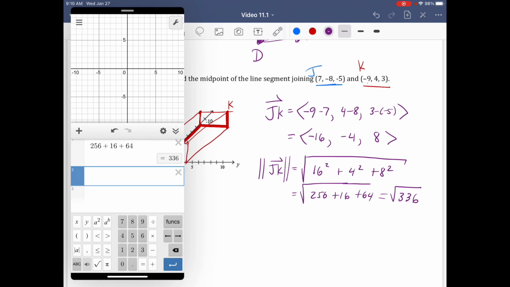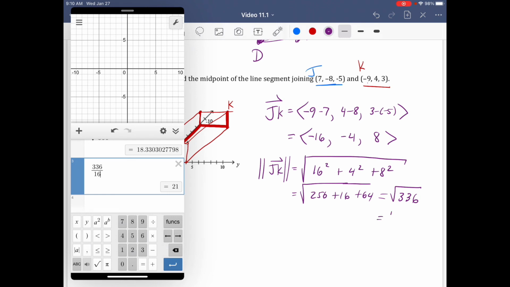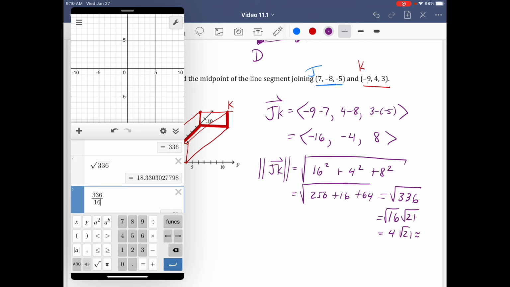So we can reduce that. First things first, it's definitely not a perfect square, but in case you don't know that, it's cool. You can try it. Nope. Oh well. So 336. Let's see. 16 looks like a pretty good candidate for a factor. Yep, 21. So 336 would be 16 times 21, or 4 times the square root of 21. Of course, we can always go for the approximate 18.3 as our final answer as well.